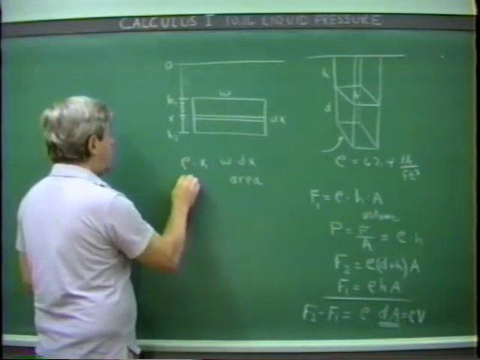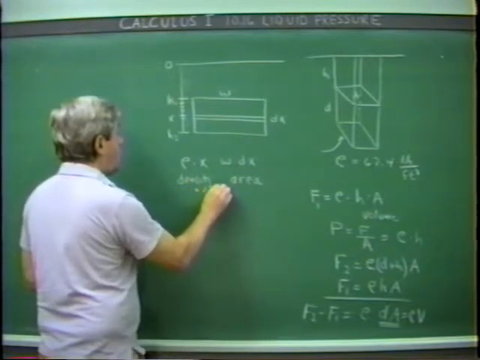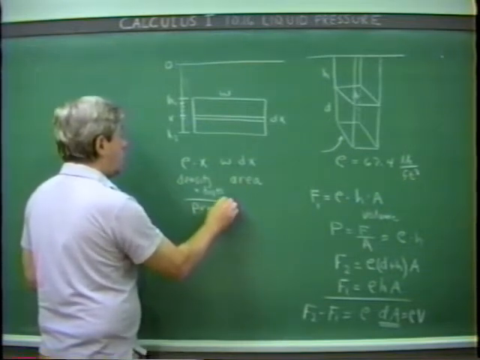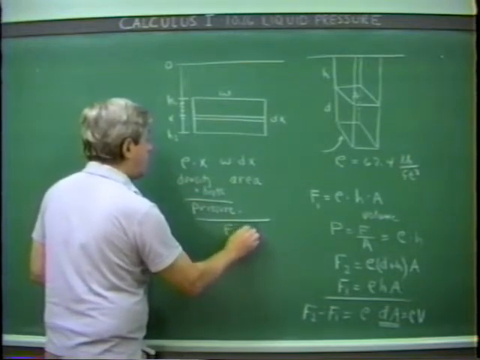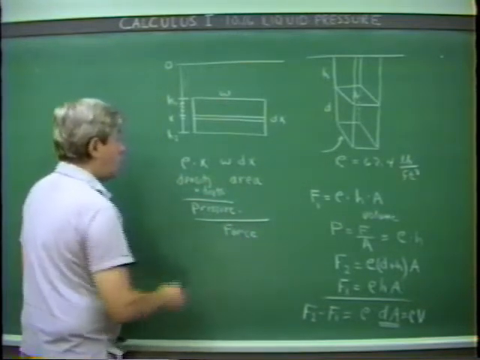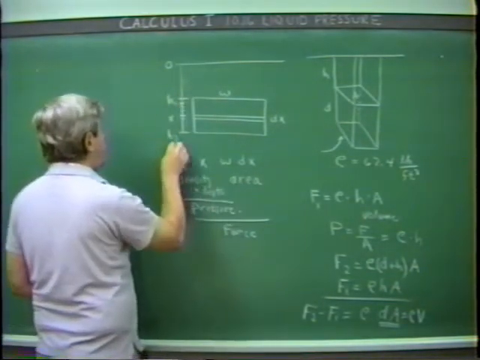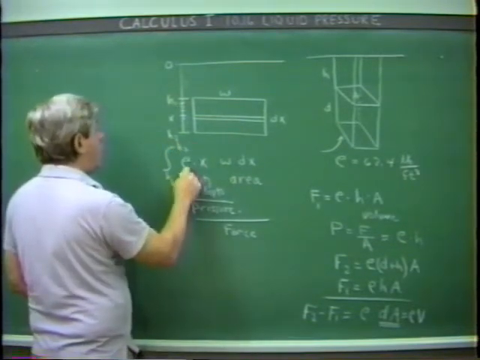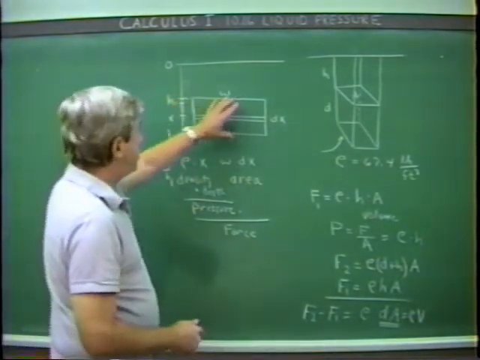And the pressure on this is going to be rho, the density, times the depth. Density times depth gives you pressure. And pressure times area gives you the force on the little piece. All right. Now what we want to do is sum all this up between h1 and h2, and this is going to correspond eventually to taking the integral from h1 to h2 of rho x w dx.